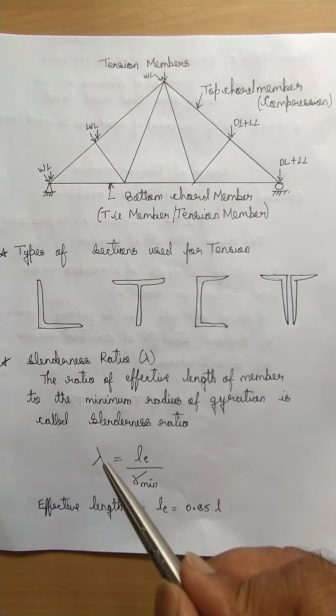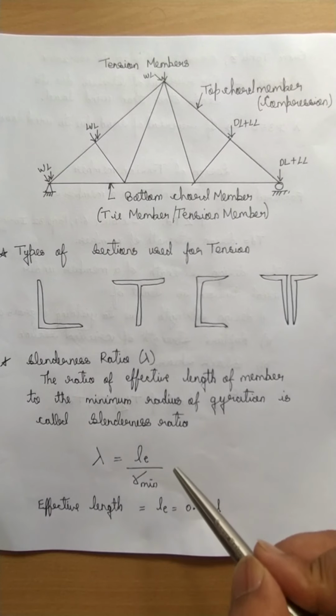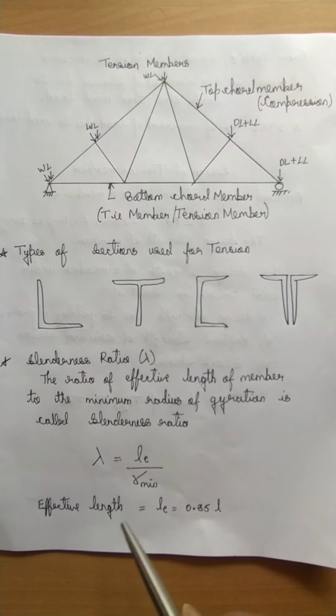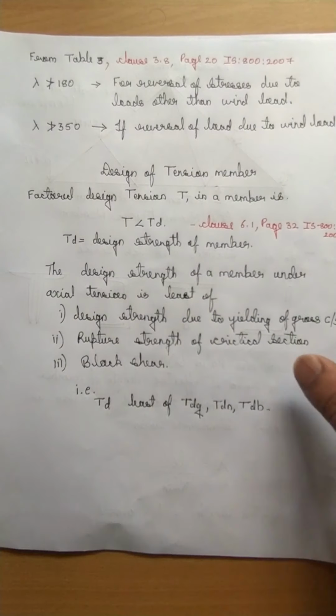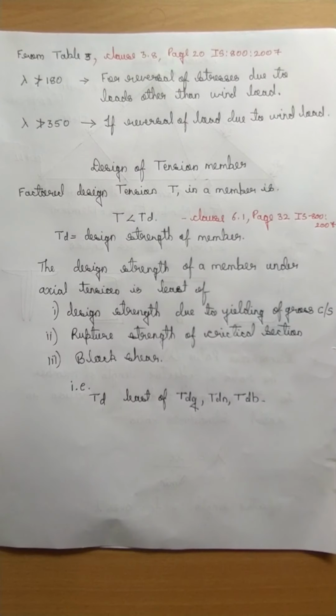So the lambda slenderness ratio is given by LE by r minimum, wherein the effective length LE is equal to 0.85 L. So for these tension members we have certain limits. What are those limits? Let us check. Let us discuss the slenderness ratio.